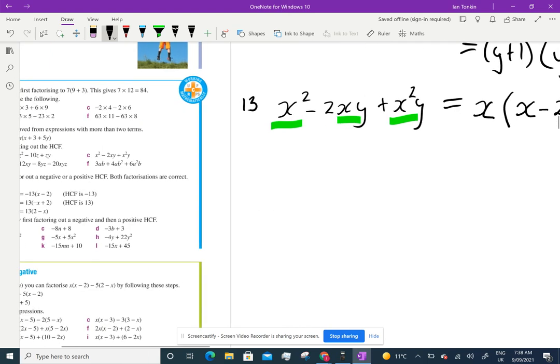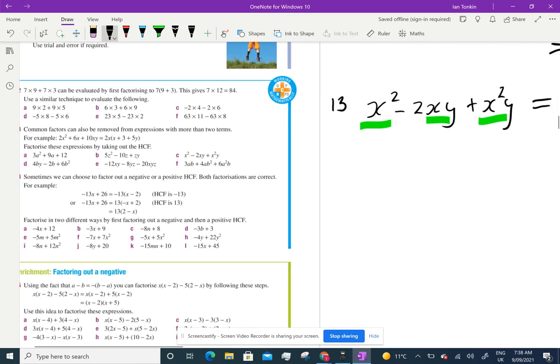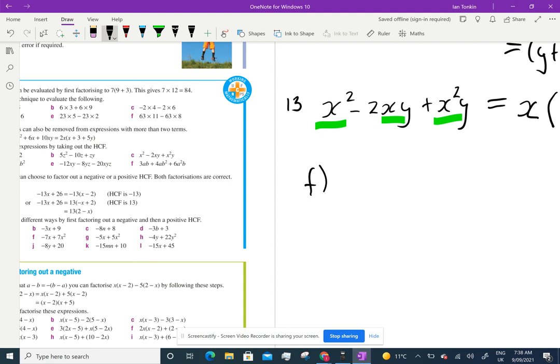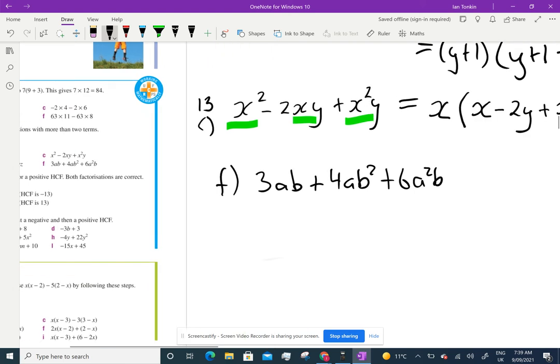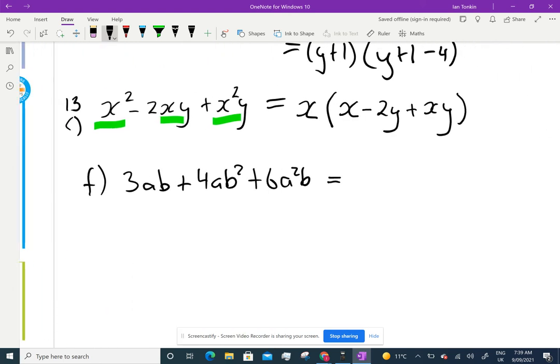Let's go to the next one. F. Not F. Yes, it is. F. So that was C. I've got a 3ab plus a 4ab squared plus a 6a squared b. Now, there's no common numbers there. I can't take the 3 out because it goes into the 6, because 3 doesn't go into 4. I can't take 2 out because 2 goes into 4 and 6, because 2 doesn't go into 3. So I can't take any numbers out.